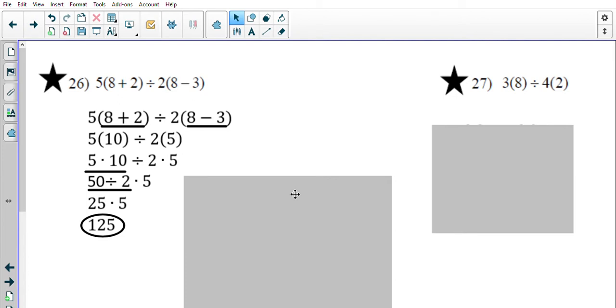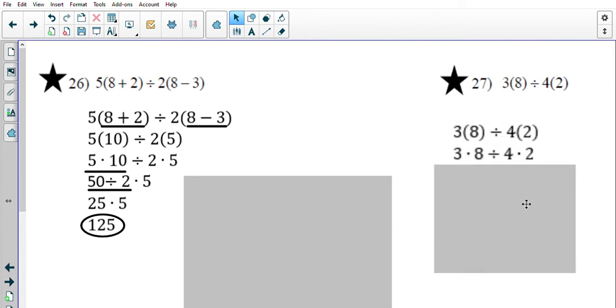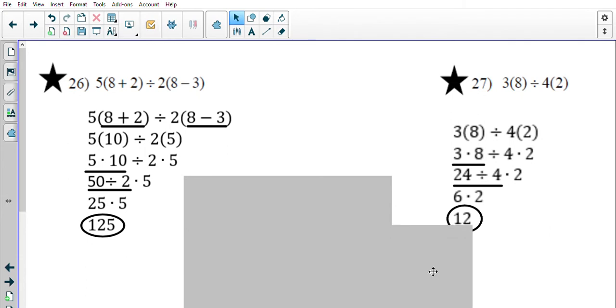So number 27, I would suggest rewriting this thing as 3 times 8 divided by 4 times 2. It'll just make things a little easier. And then we just work left to right. So start with 3 times 8 in this case, which is 24. Now do your 24 divided by 4 to get 6. And do 6 times 2 to get 12.